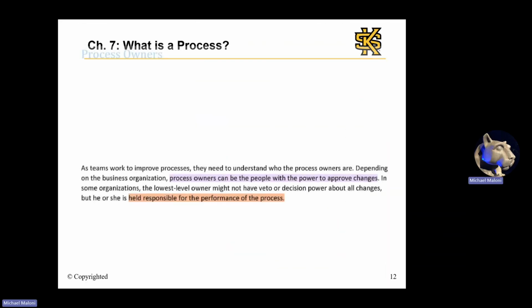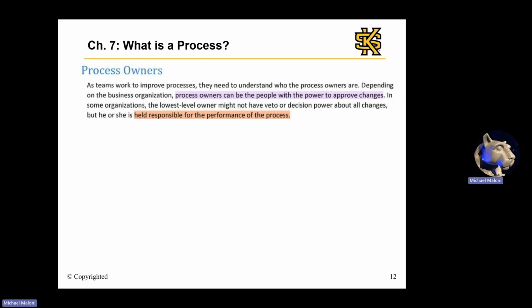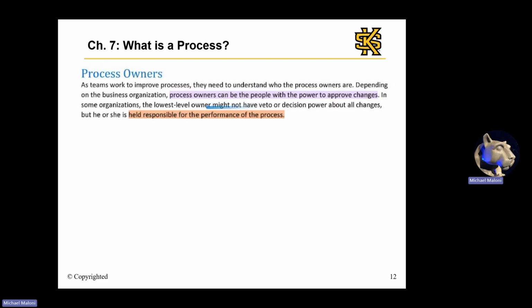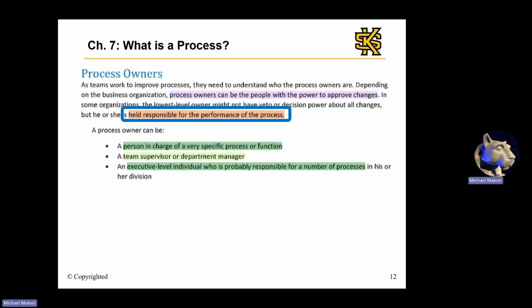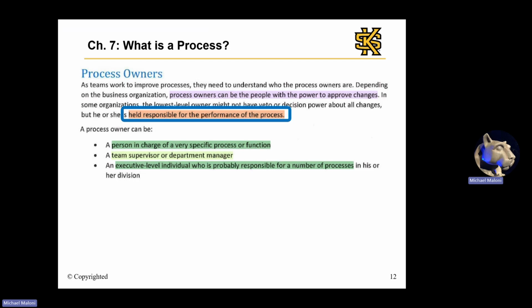The next topic covers process owners. The process owner is responsible for the performance of a process, and they might be in charge of a process or a function. They might be a manager or supervisor, or perhaps an executive. And they're key to successful process improvement, specifically their support for fixing the process and then later maintaining those fixes is absolutely critical.